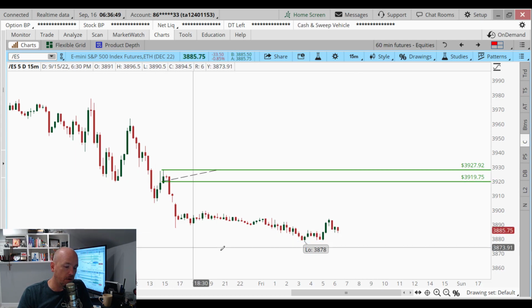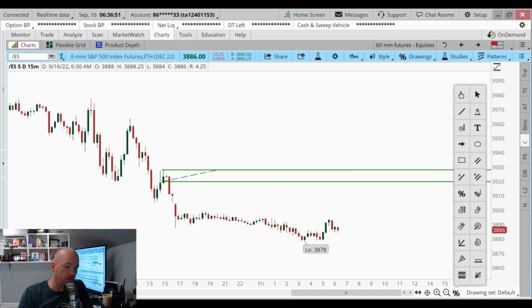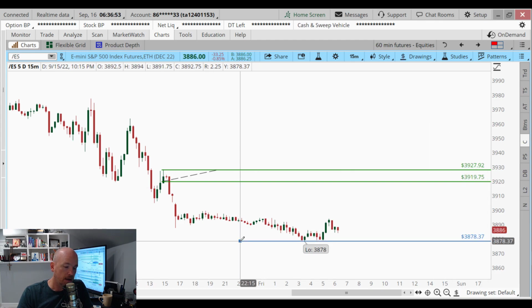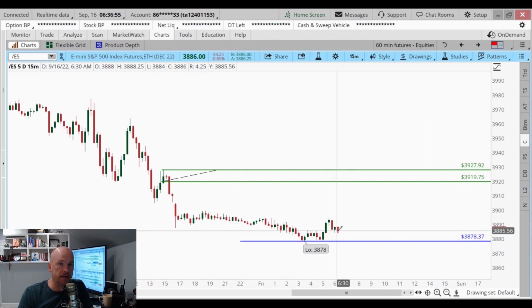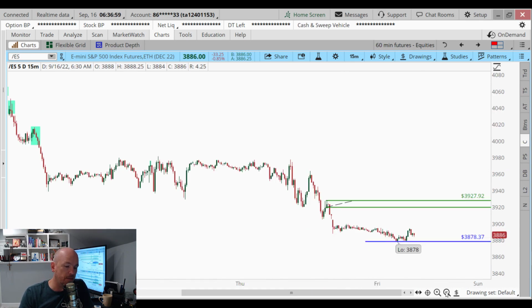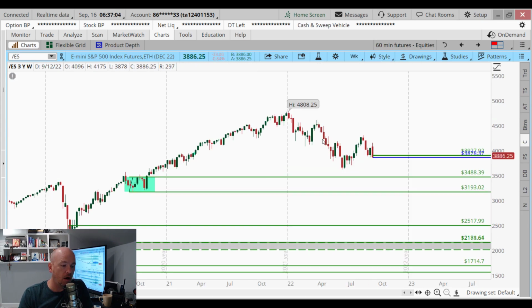But certainly I would also look at a breakdown for price just to continue to trade lower, looking at price continuing to drop from this level. So those would be the areas that I think make the most sense in the S&P. But where does it look like for a big picture, longer term perspective?